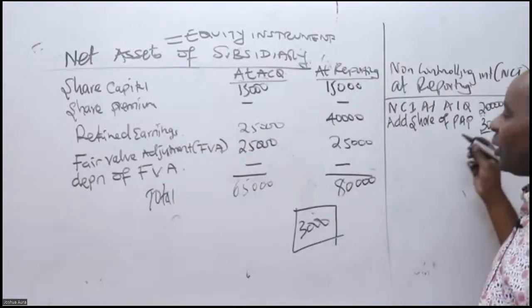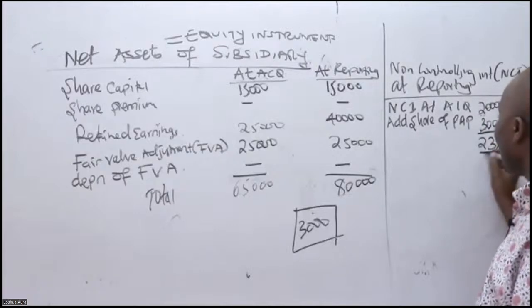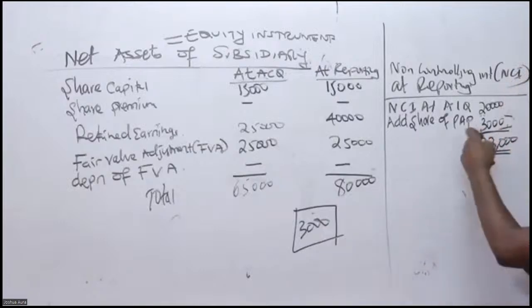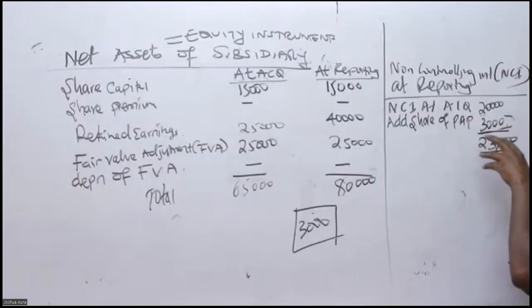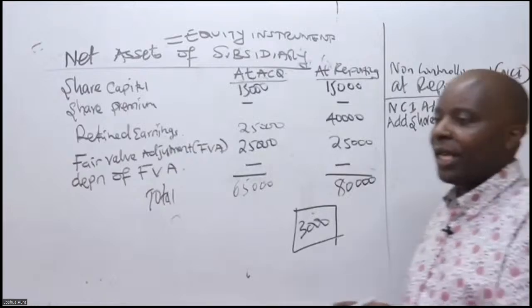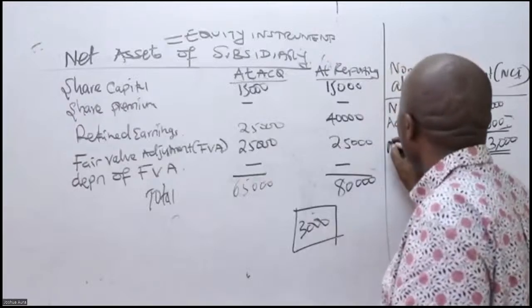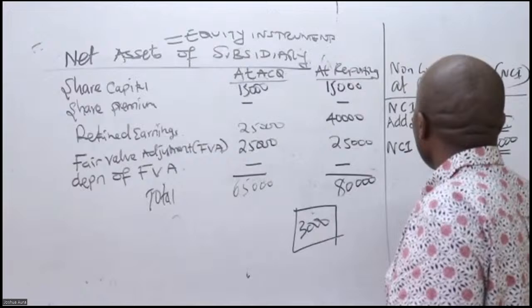Right? And then now, this is 23,000 total. So remember, you're using Excel to get this 23,000. You simply say equals sum, or use the Alt equals shortcut. Then you say enter, 23,000, like that. So this is NCI at reporting.